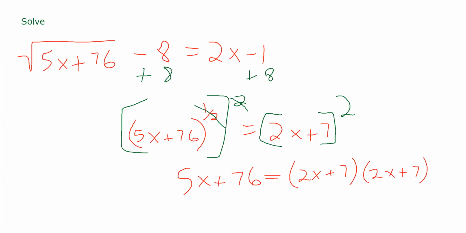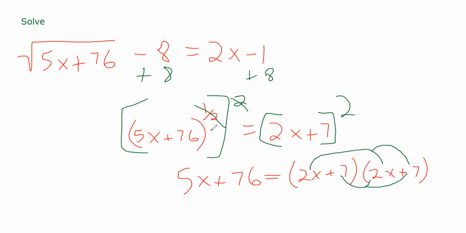Which means we're going to have to FOIL. But the good news is that there's no more radicals. No more radicals. Everything's on the same playing field now. We're going to FOIL out this guy. The 2x, the 7. We're going to FOIL it out.